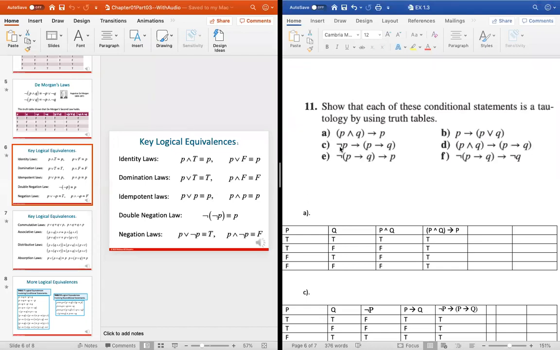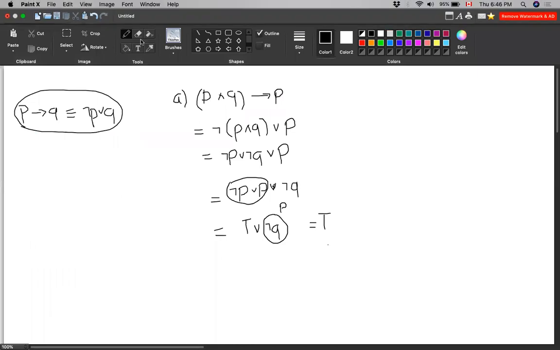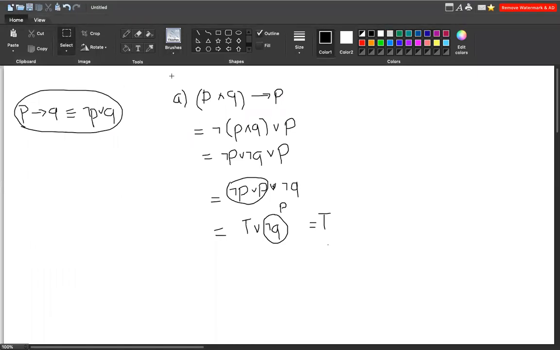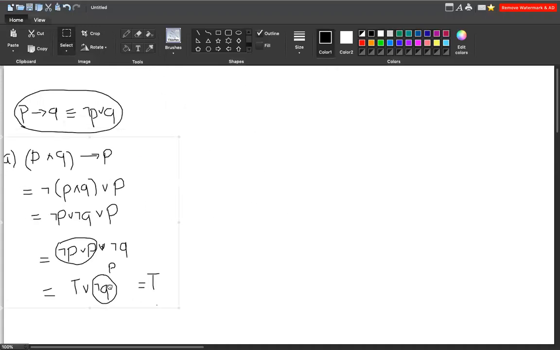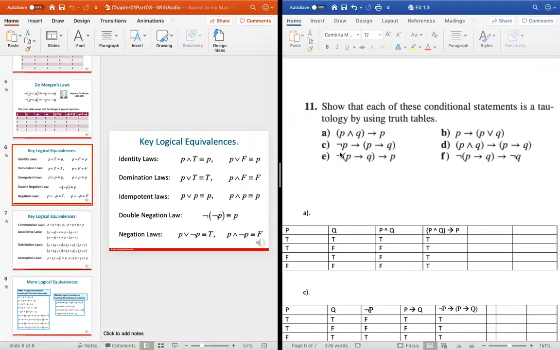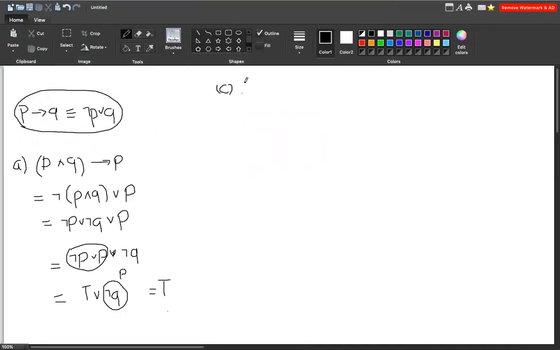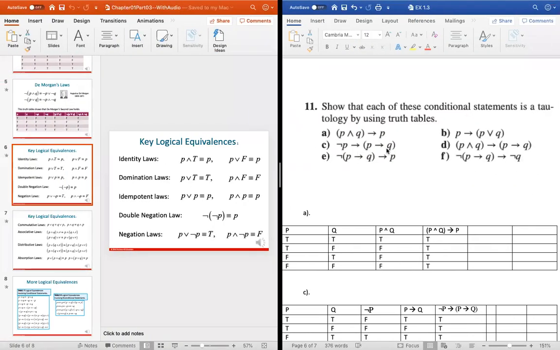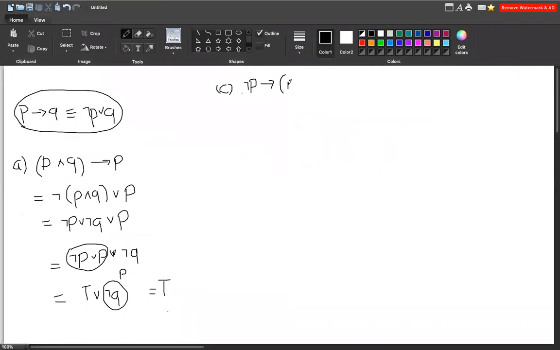Okay, let's take part number C. It says negation of P, negation of P implies, P implies Q, P implies Q.